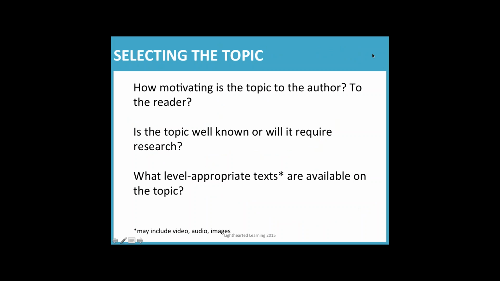When you're selecting a topic, and very often you're the one as the instructor that is selecting the topic, you want to think about how motivating is this topic to the author, aka the student. How motivating would it be to the reader? Is the topic well known, or will it require research? A lot of times we have to build our learner's schema around a topic that's in a textbook. It may not be the topic that the learner is most familiar with, but that's a great learning opportunity.